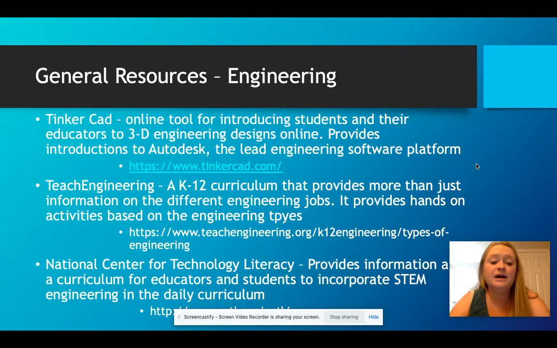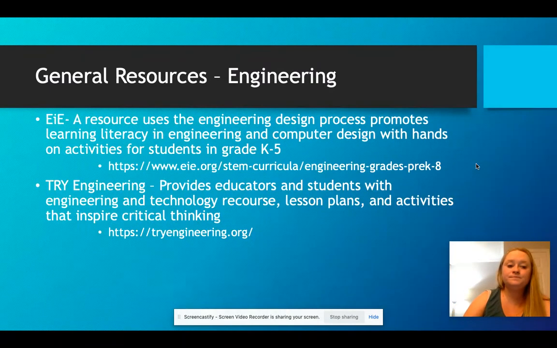Teach Engineering, a K-12 curriculum that provides more than just information on the different engineering jobs. It provides hands-on activities based on the engineering types, and there are many of them, and it allows students to kind of explore their interests in what engineering is. Next is the National Center for Technological Literacy. It provides information and a curriculum for educators and students to incorporate STEM engineering in the daily curriculum.